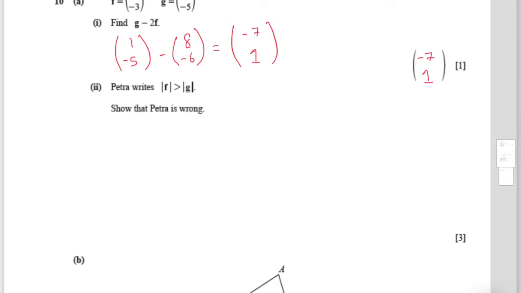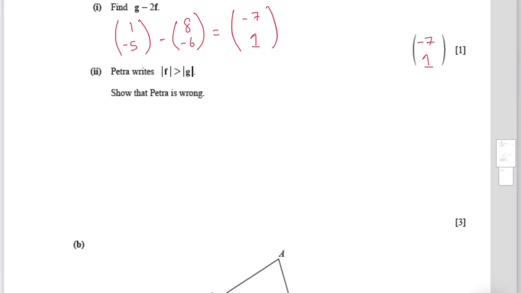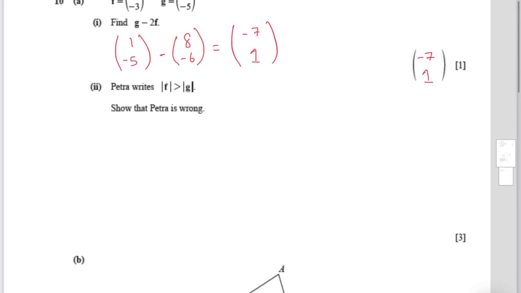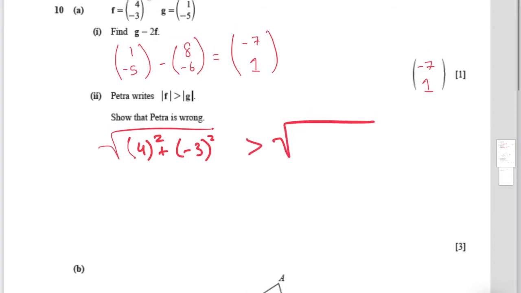Let's move on. Petra writes magnitude of F is greater than magnitude of G. Show that Petra is wrong. That means we need to find the magnitude of this and this. How do we do that? So we write the square root of the first number, which is 4 squared plus negative 3 squared, which is F, greater than the square root of the other matrix, which is 1 squared plus negative 5 squared.